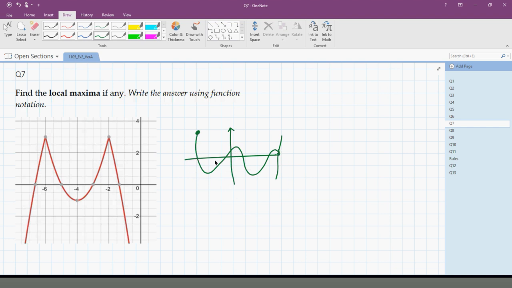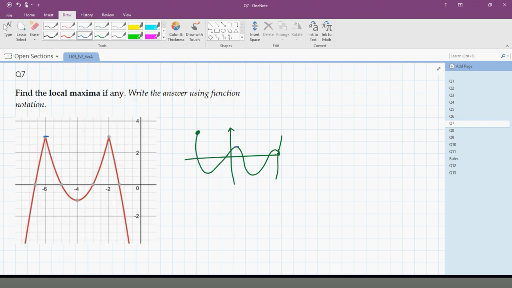So you have a high point. I'm going to call it a high point in here. But you have a maximum point. So this will be the maximum, the absolute maximum, but you have a local maximum. So that is what is happening here. You have some going up and down, but you have a local. So that local, write the answer using function notation.